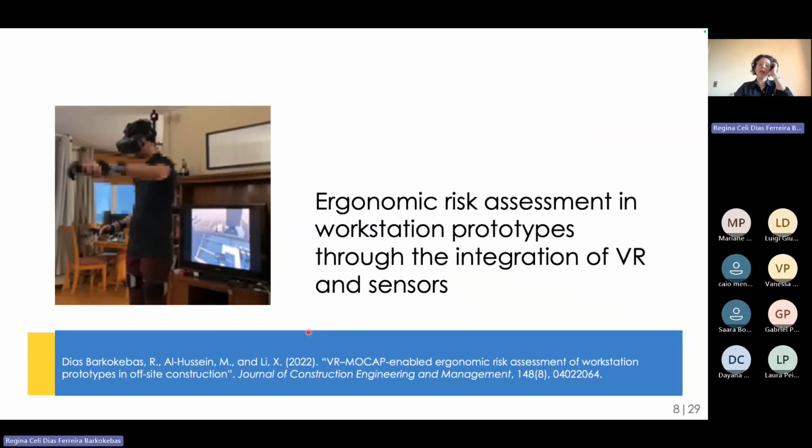So we will start with the case studies part of this lecture, showing a case where we can change the workstation. Here I'm doing ergonomic risk assessment and workstation prototypes through the integration of VR and sensors. I sent this paper to Dr. Dayana before the lecture, so I hope you have access to it. If you don't, here is the title so you can look for it, and if you don't have access, send me an email and I will be pleased to send it to you.